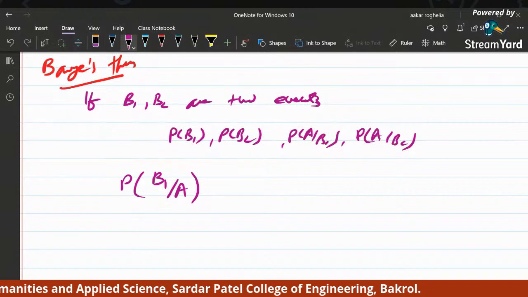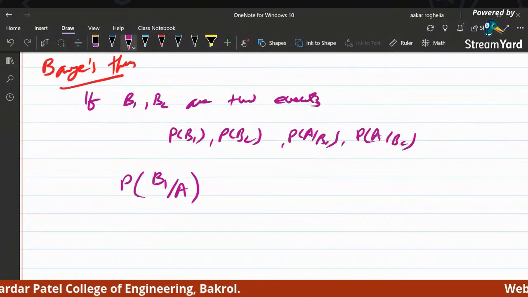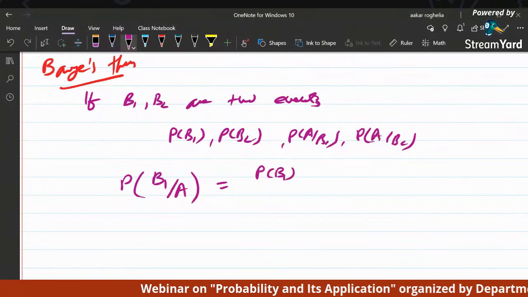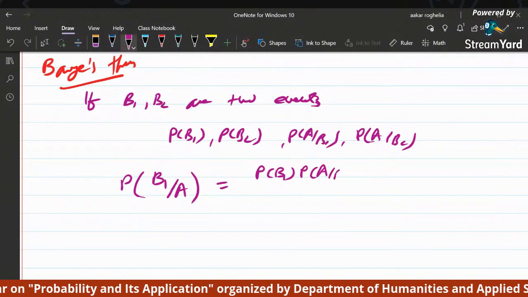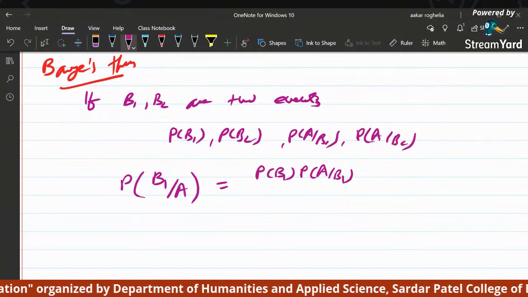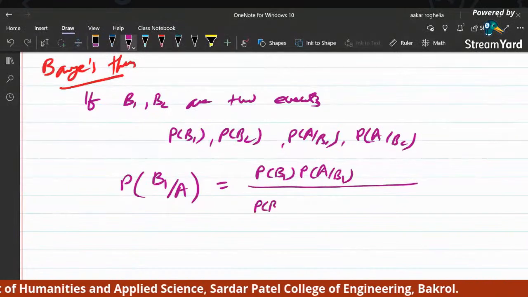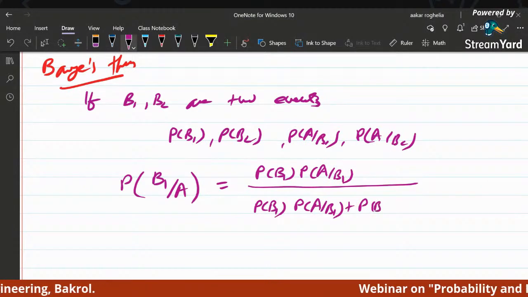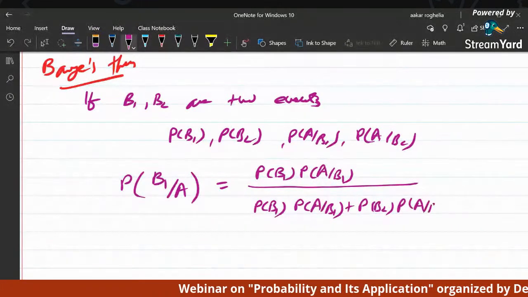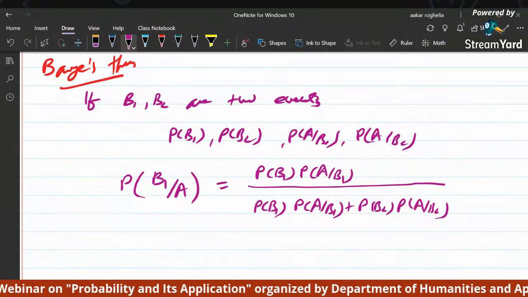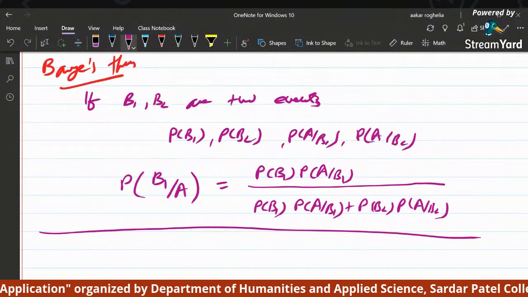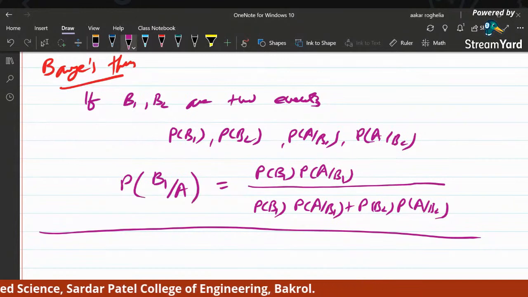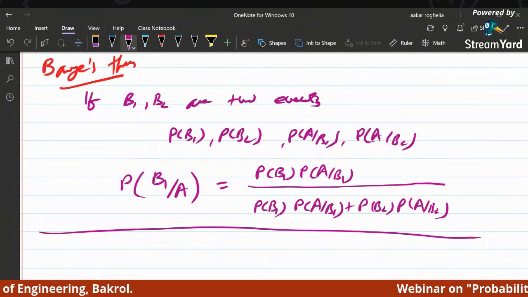You want to find out P of B1 given A. That is not available, but this is what you want to find out, and Bayes theorem will help us. It says that it is P of B1 times P of A given B1, divided by P of B1 times P of A given B1 plus P of B2 times P of A given B2. This is how the Bayes theorem works. Of course, you have done so many examples of that, so I'm not going to take any example of that. If this is for 3 events, in the denominator you have 3 terms; 4, 5, as many are possible.